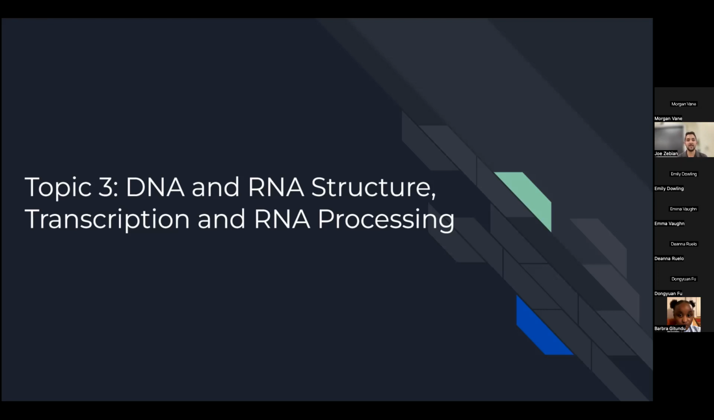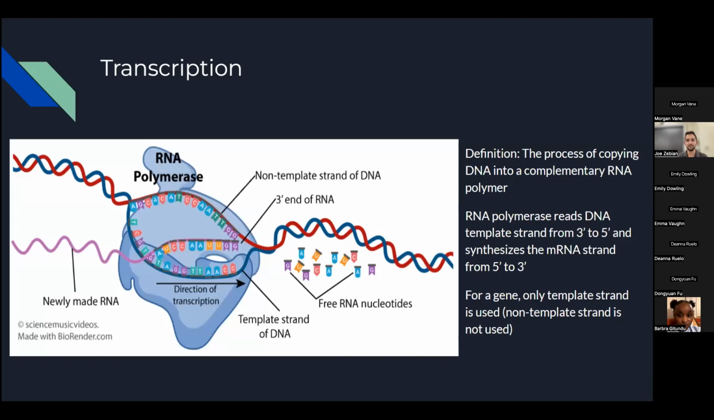All right, topic 3, DNA and RNA structure, transcription, RNA processing. Okay, transcription. Morgan talked about this briefly, so I'm not going to spend too much time on the basics, but basically it's just the process of converting DNA into a complementary RNA strand or polymer that can then go on and become a protein. DNA codes for proteins, RNAs can then be translated into functioning 3-dimensional proteins.